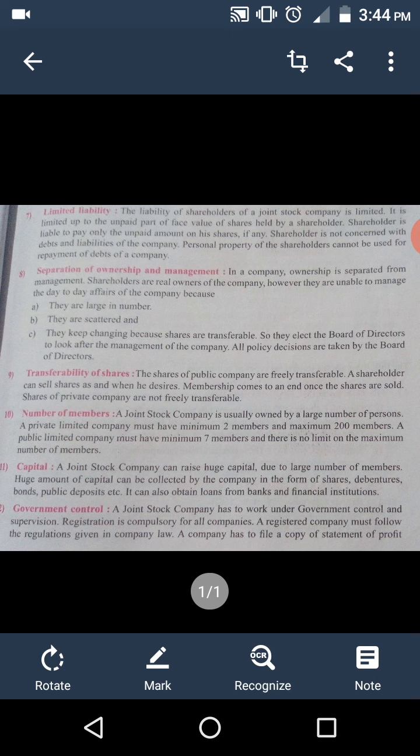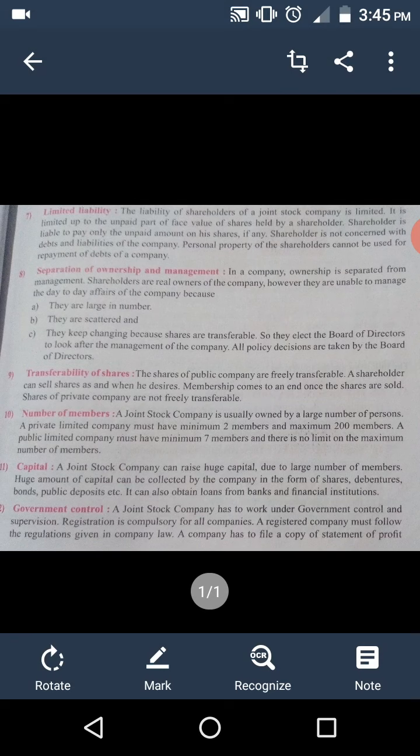Next feature, that is capital. A joint stock company can raise a huge amount of capital, because the number of members is also large and the face value of shares may be even rupees 1. So a huge amount of capital is collected from a large number of members in the form of shares, debentures, deposits, bonds. These are the instruments of collecting capital.